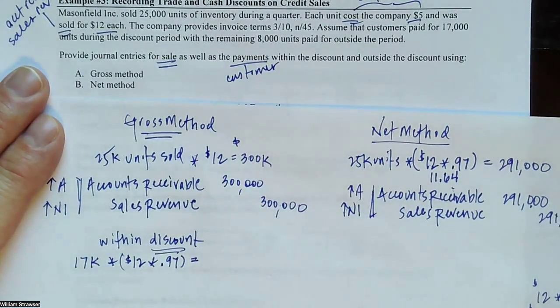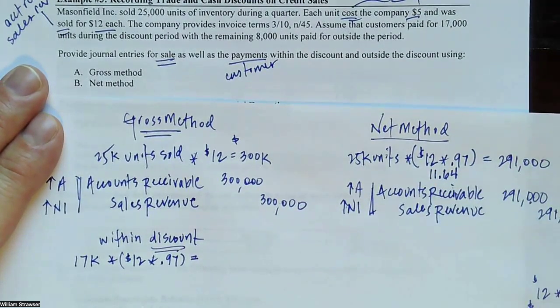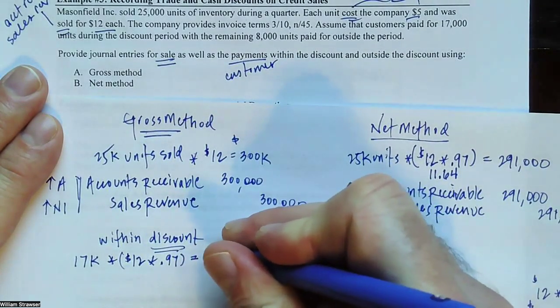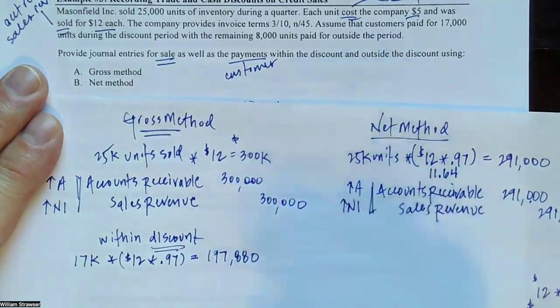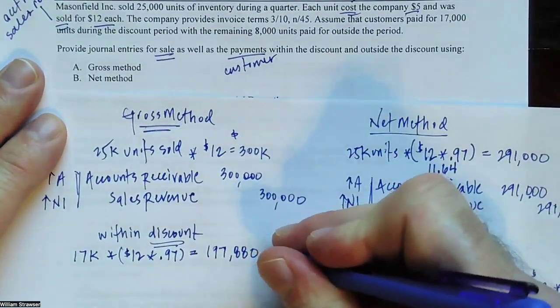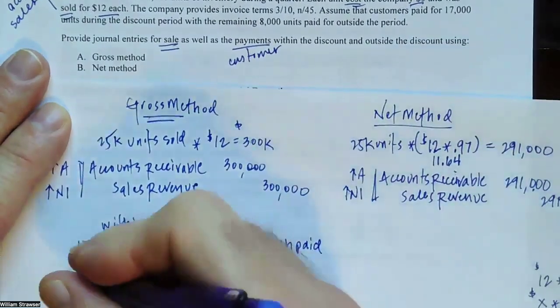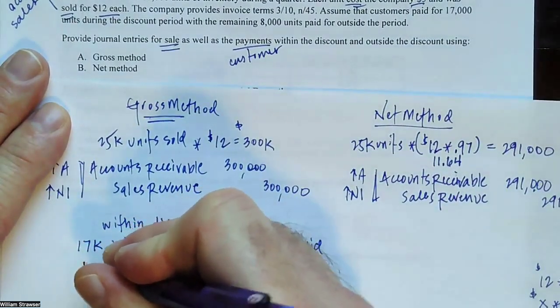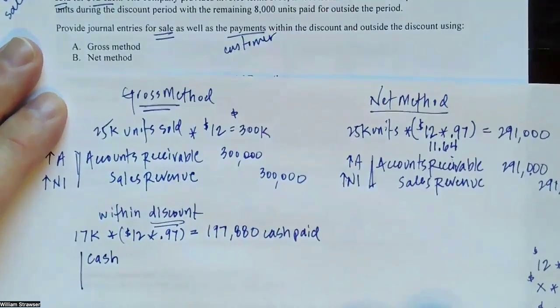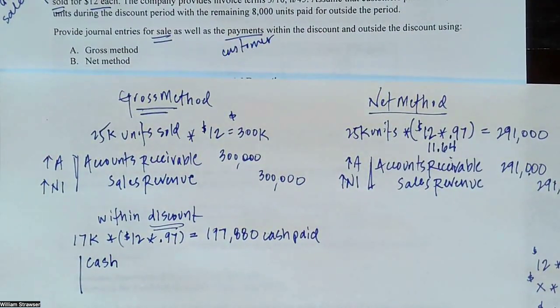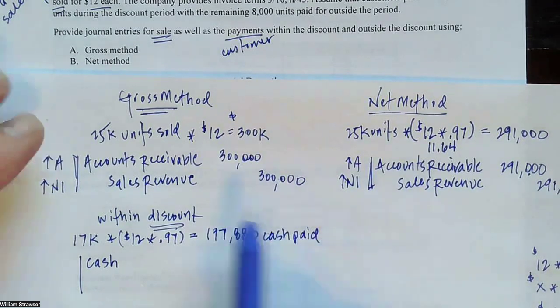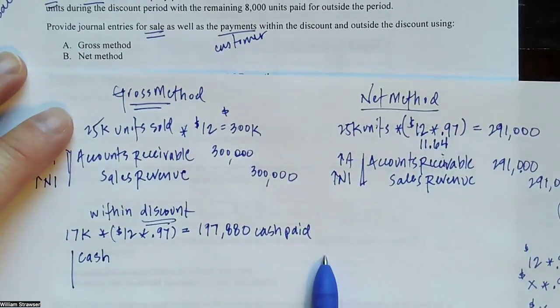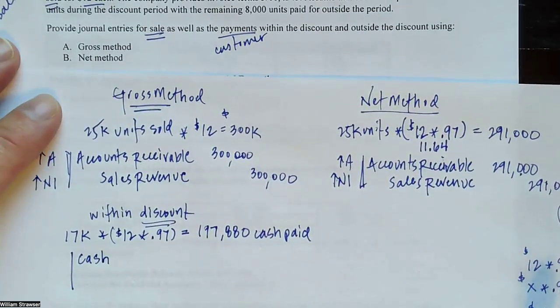So 17,000 times 11.64, which is our net of discount price, gives me $197,880. Okay, this is the cash paid. So as the company, I record that cash receipt as I'm collecting receivables from my customers. And that's something really to remember: when I'm dealing with cash discounts on credit sales, this is always going to basically bake itself into my credit sale itself and also any collections made on those discounted credit sales.